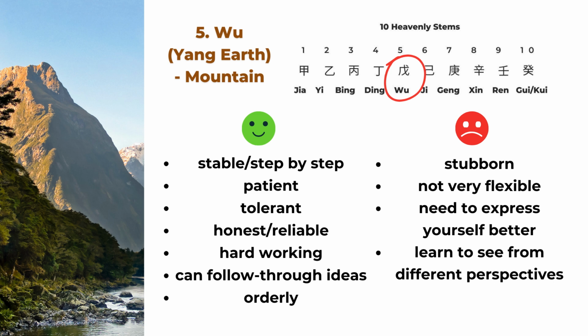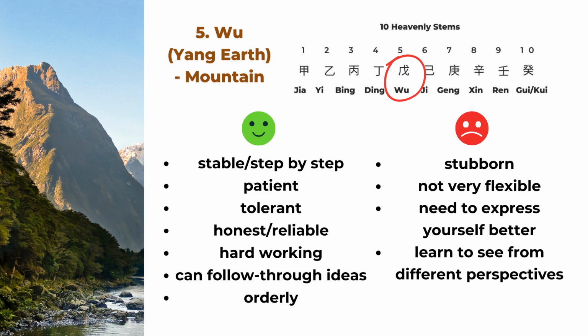If your day master is Wu, you are like a mountain. You are very stable, very reliable. You like to work step by step, be very patient, tolerant, very honest, hardworking, and you will follow through with your ideas, and you like everything in order.